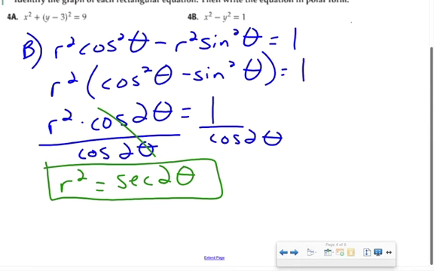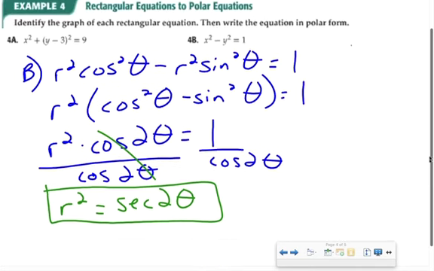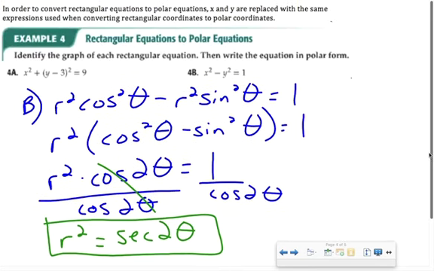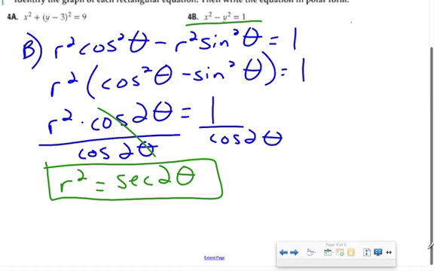It asked us to identify the graph of the rectangular equation. And again, we just finished doing these graphs. That is a hyperbola.